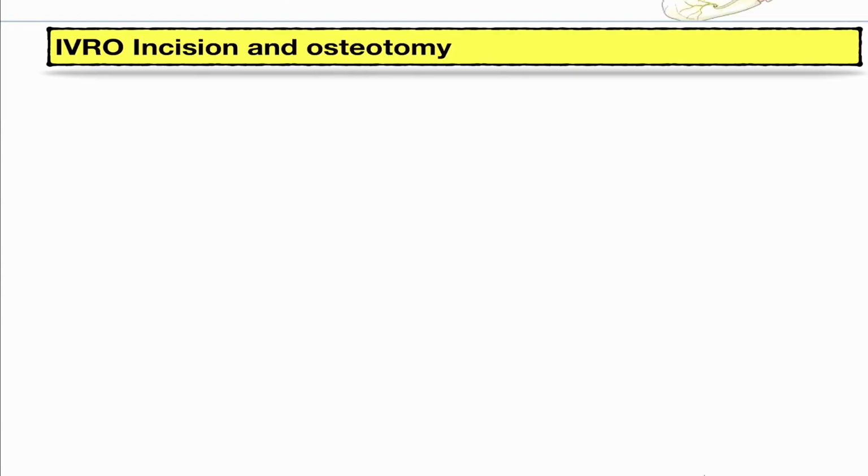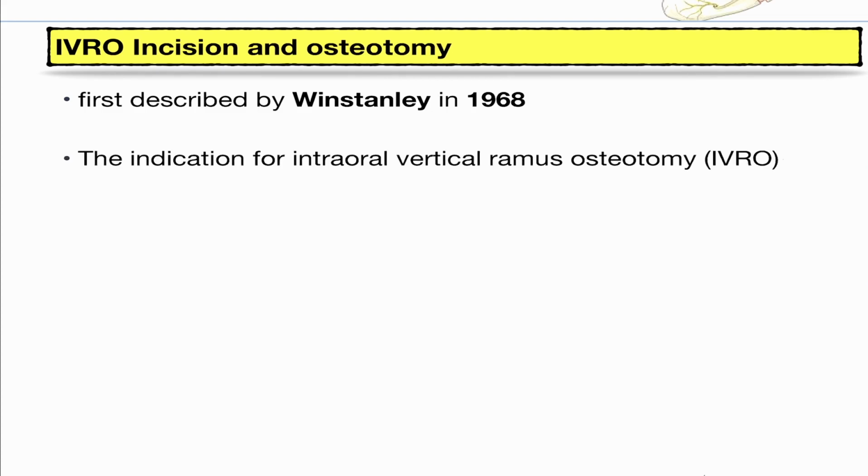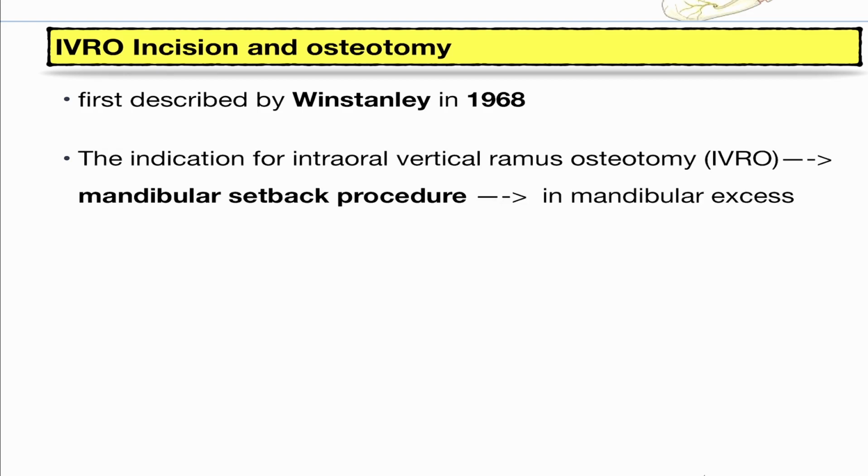So coming on to the next surgical procedure, which is IVRO, intraoral vertical ramus osteotomy. It was first described by a person called Winstanley. This is important. This was asked in a question, I'll discuss later on. That is Winstanley, 1968. Now the primary indication of IVRO is a mandibular setback procedure. If there is a mandibular excess, you set it back. That's a very common indication.